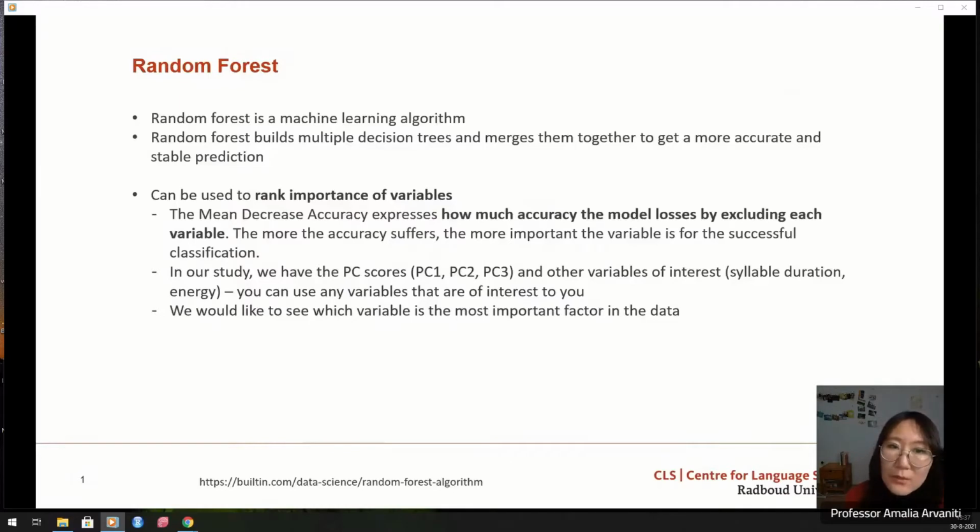In our study, we have the PC scores, PC1, PC2, PC3, and other variables of interest, syllable duration and energy. You can use any variables that are of interest to you. It doesn't have to be the PCs. We would like to see which variable is the most important factor in the data.